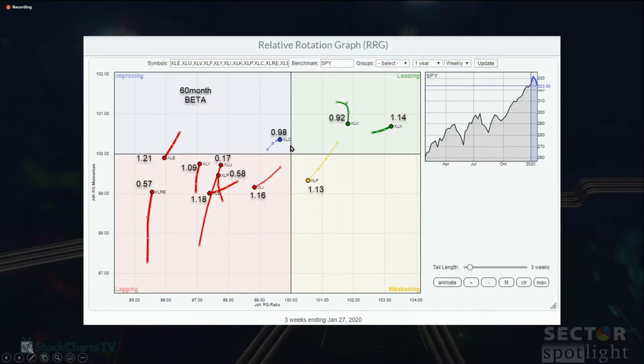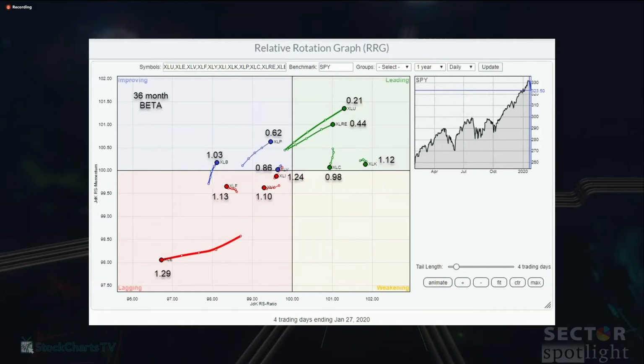And now we've got communication services at 1, pretty much exactly where it belongs, right at the center, because this is a beta of 1. SPY against SPY is a beta of 1. And I did another one, which is a similar RRG, but now it's a daily RRG and a 36-month beta.